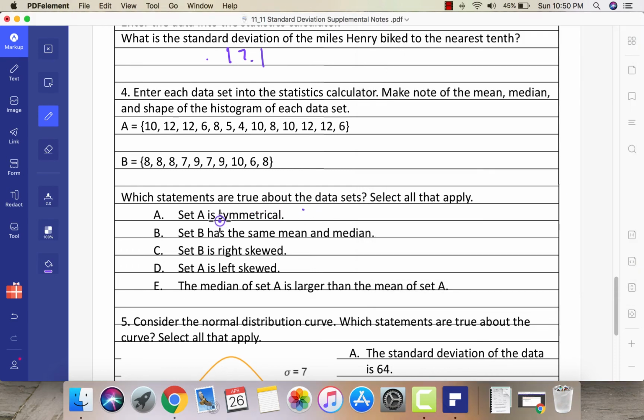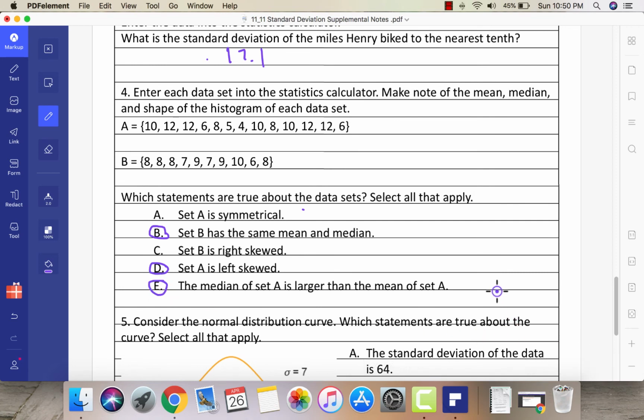All right, so set A is symmetrical. No. Set B has the same mean and median. True. Set B is right skewed. No. Set A is left skewed. Yes. And the median in set A is larger than the mean in set A. Okay, let's look. The median is larger than the mean. Yes. So that should be B, D, and E.